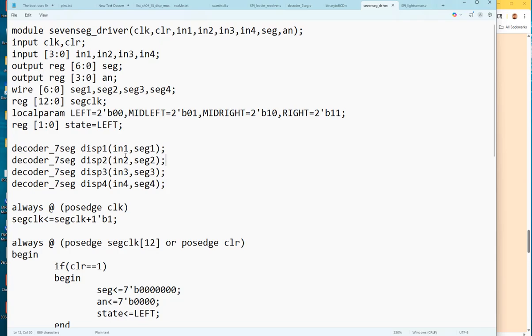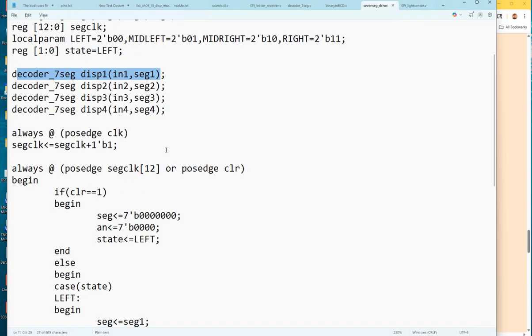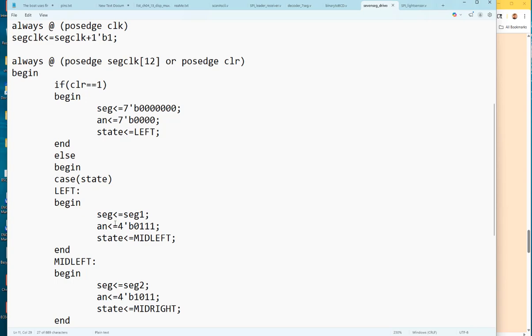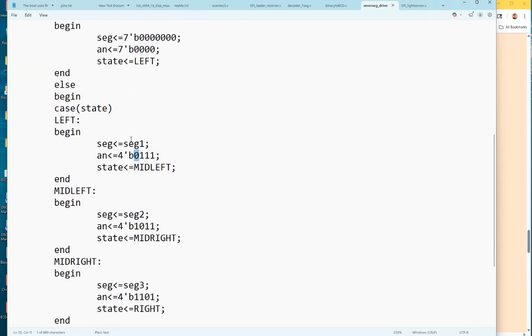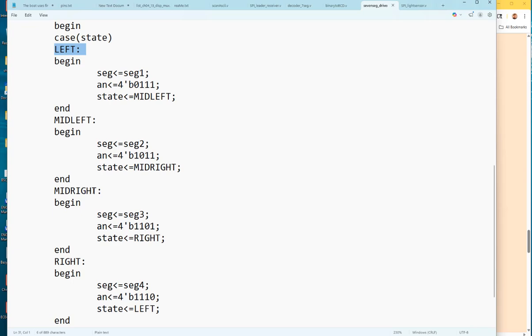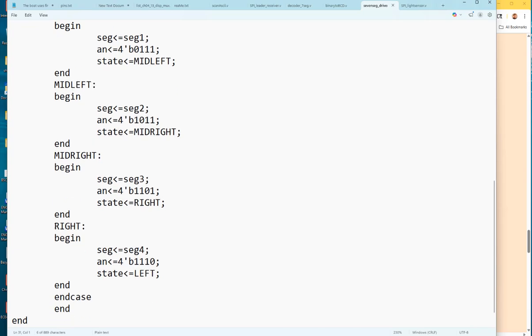What this does is it has a dedicated decoder for each unit on the display, and it uses the different states to scan through all the ANs. Every single time you only activate one of them, and they define that as one state. So it's the left, which is the one on the far left-hand side, then the one next to it is called mid left, then mid right, and the last one is the right, which is the one on the right-hand side. So it's activating each one by controlling the state.